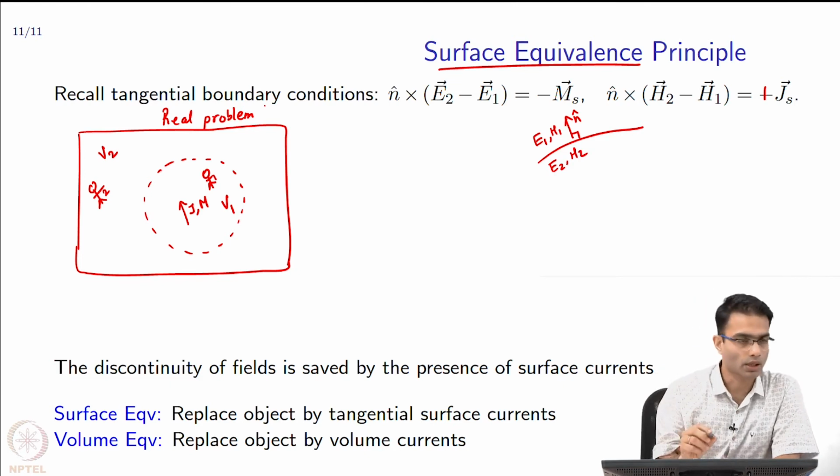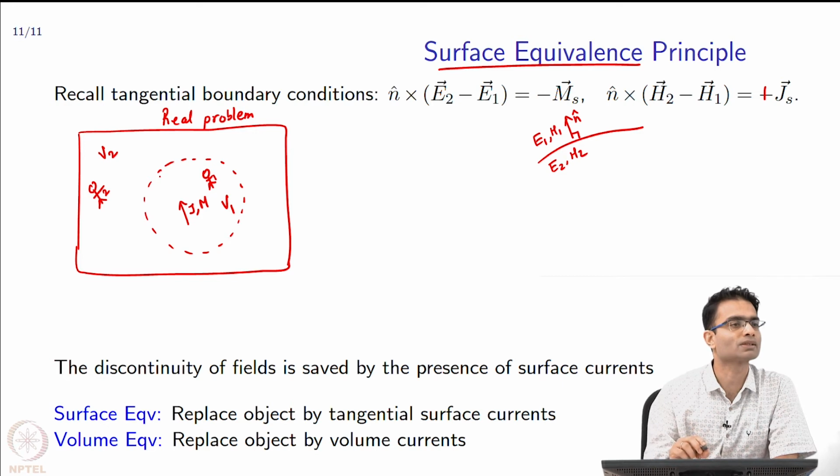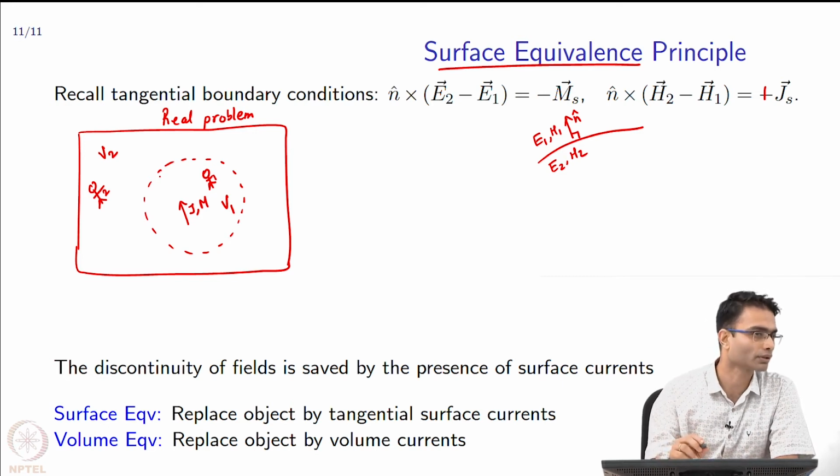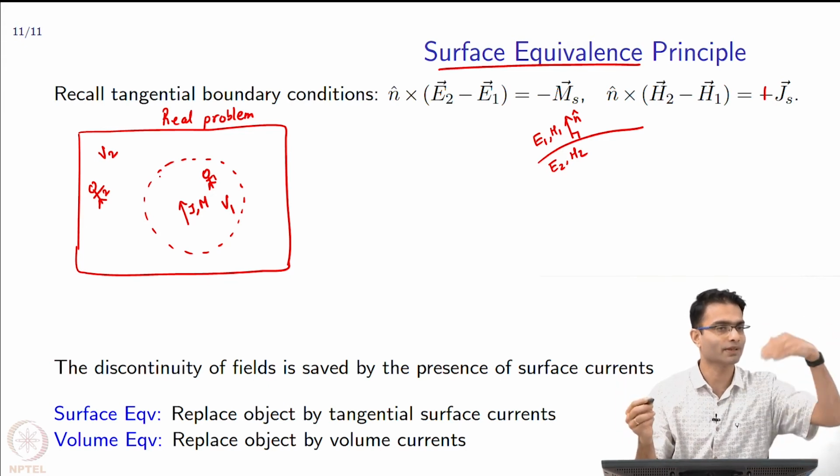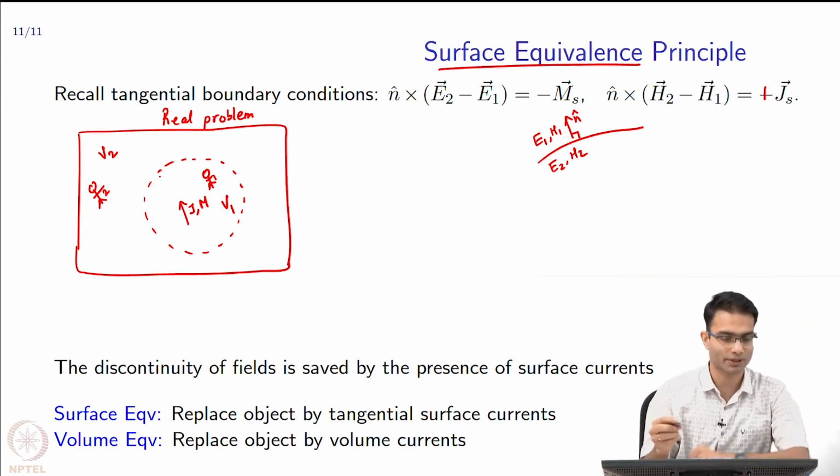Right. Now, this dotted surface which I have shown you over here is a hypothetical surface. It does not actually exist, I have just drawn it. So, what do you expect of the fields across the boundary? They will be the same, because I have just drawn a line in air. The fields will be continuous across this hypothetical surface.